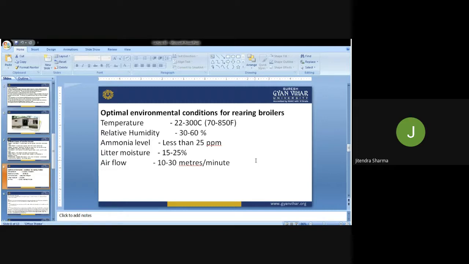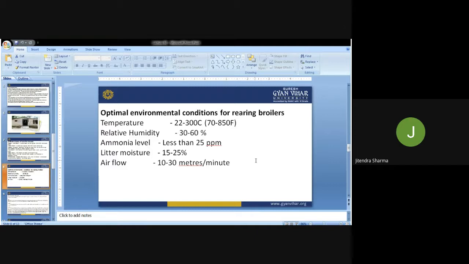Temperature: between 22 to 30 degrees centigrade, which in Fahrenheit is 70 to 85 degrees Fahrenheit. This is the temperature required in the brooder house for the broilers. Then relative humidity: minimum 30% and maximum 60%. If it is maintained in between, then it is very suitable for the proper growth and development of the chicks that we are rearing as broilers.